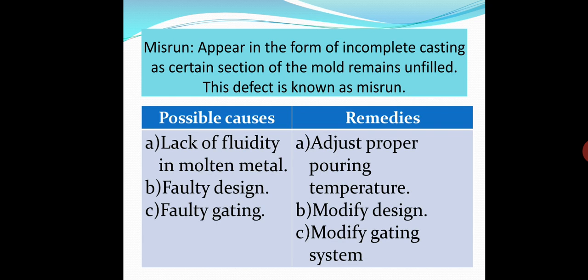Next is misrun. Misrun appears in the form of incomplete casting, as a certain section of the mold remains unfilled. This occurs because of lack of fluidity in molten metal, such that the metal will not reach a particular portion of the mold, faulty design and faulty gating system. To avoid this defect, we have to adjust the pouring temperature to increase the fluidity of molten metal, and modify the design and gating system so that the metal will reach all parts of the mold.